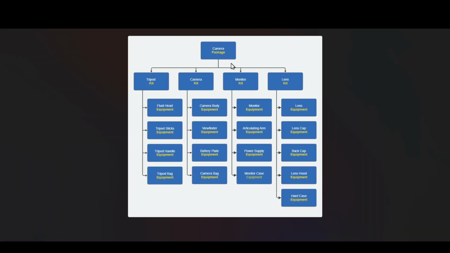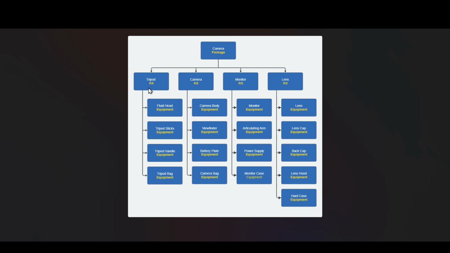Here we have an example of a camera package. And the package is at the top of the pyramid. And below it are what I would call dependencies. So here's a tripod kit. Here's a camera kit. Here's a monitor kit. Here's a lens kit. So kits represent a collection of items. Packages represent a collection of kits and items, or in other words, equipment.